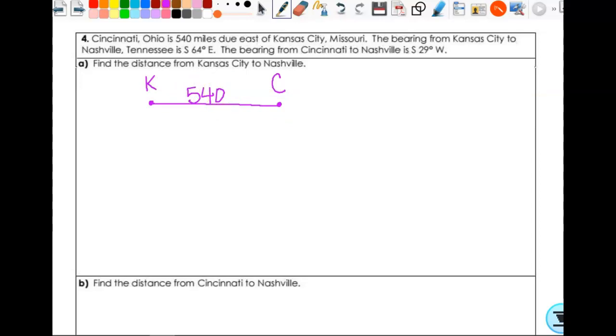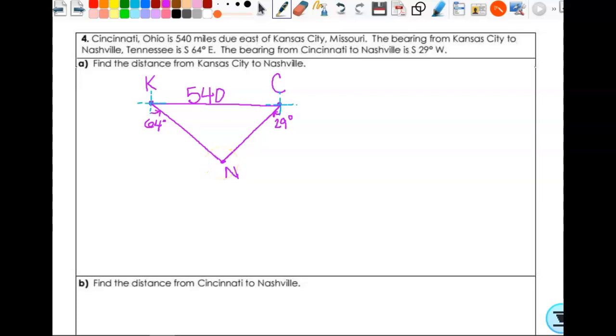We've got a bearing from Kansas City to Nashville. So I'm going from Kansas City here, so I need my little north, south, east, west. It is south 64 degrees east. So when I draw that in, this right here is 64 degrees. Okay? Then I have a bearing from Cincinnati. So I need a little north, south, east, west over here. And I'm going south 29 degrees east. So this right here, 29 degrees. And this is Nashville.